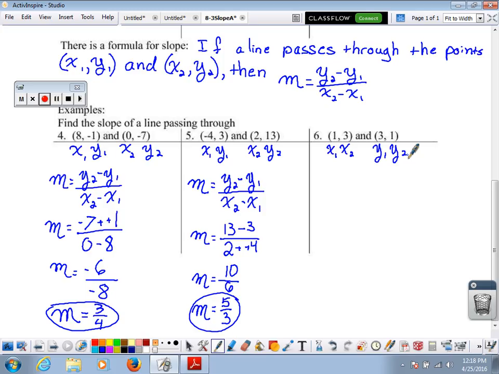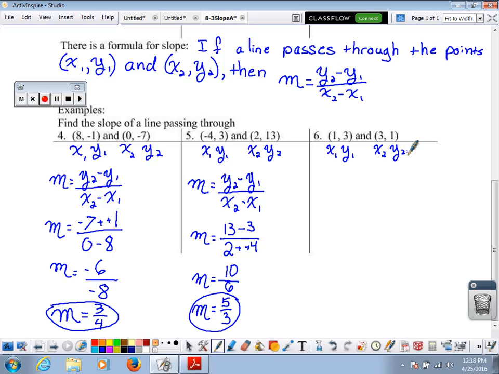Okay? It's very, very important that each ordered pair has an x and a y. x1, y1, x2, y2. That's how we label the points. It has to be labeled just like that. The ordered pairs must be labeled that way.